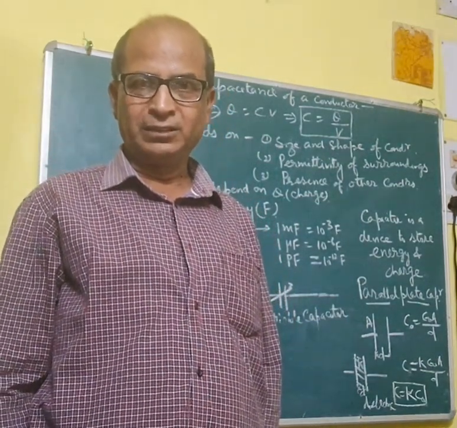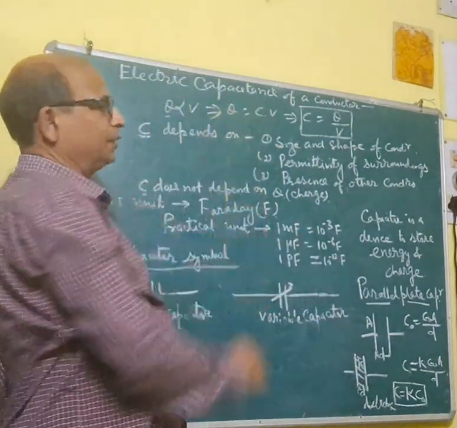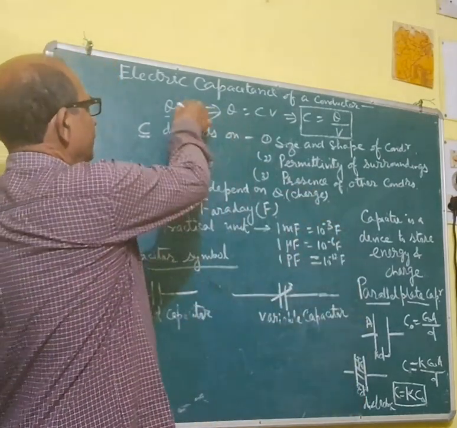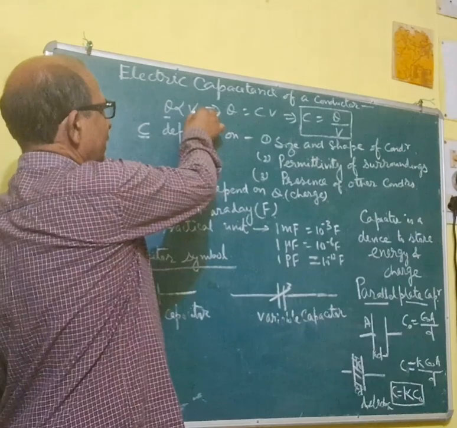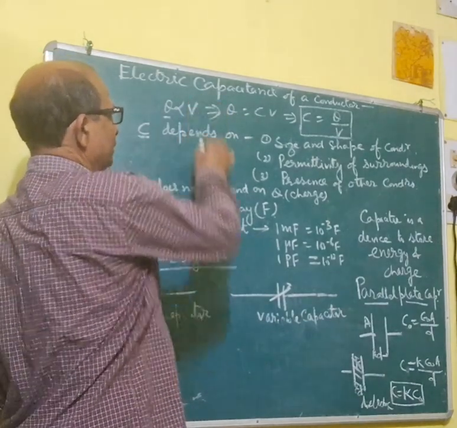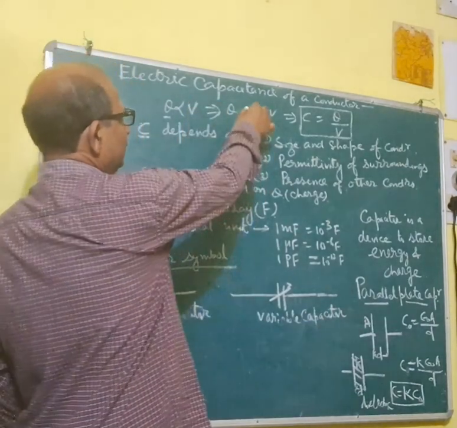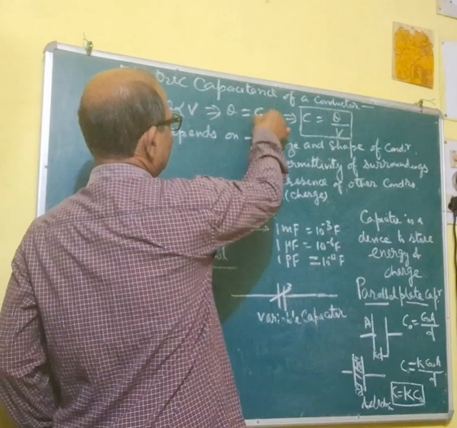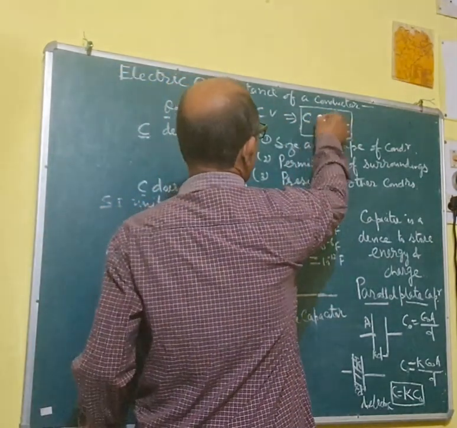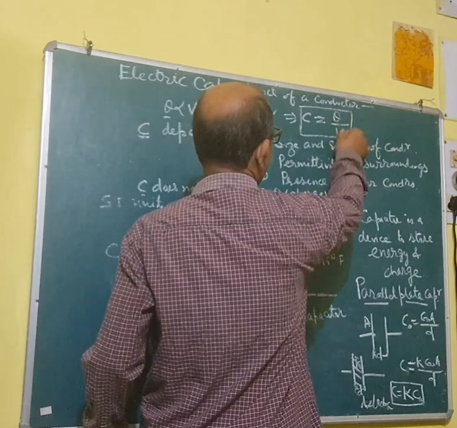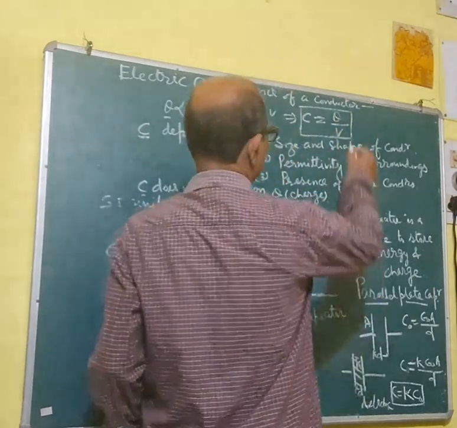Today my topic is electric potential of a conductor. So we take a conductor, we supply charge in them. Then the charge is directly proportional to the potential difference. So here C is a constant which is known as capacitance of a conductor. And capacitance is equal to the ratio of charge to potential difference.